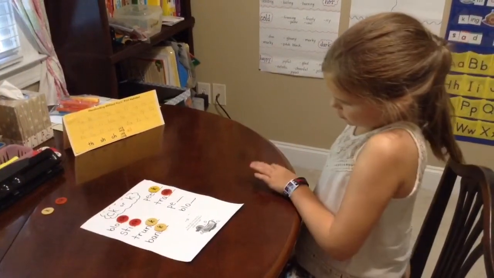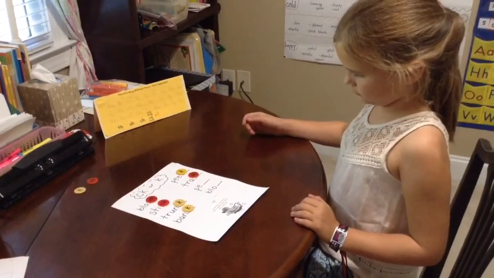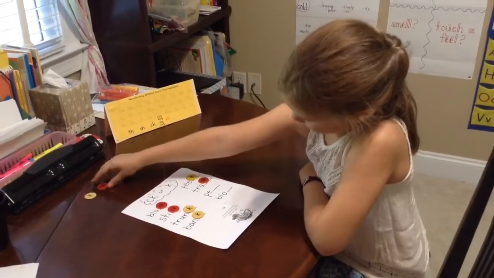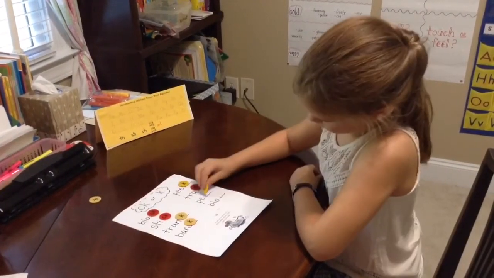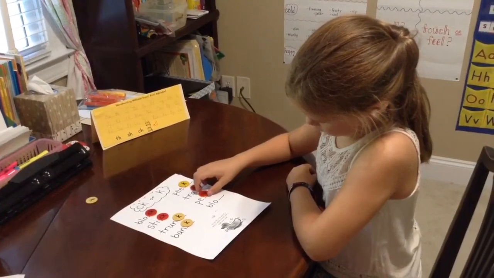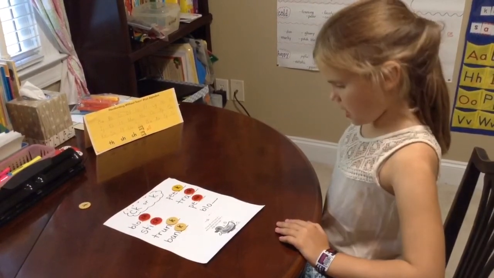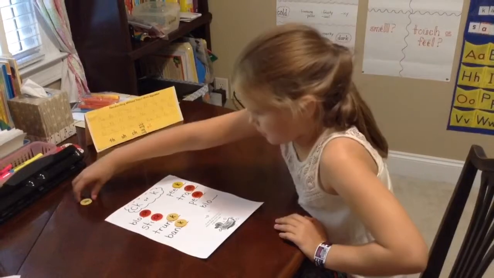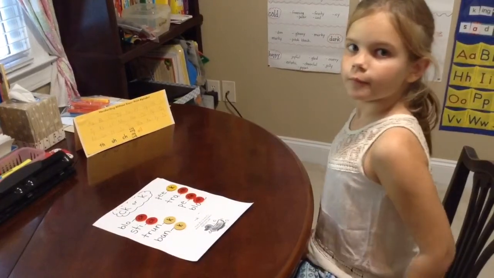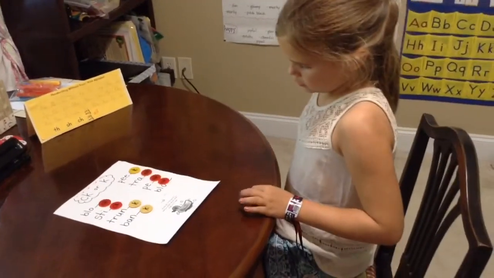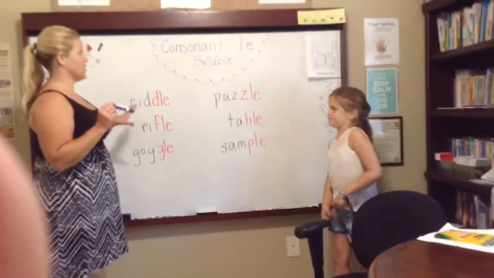Close. Tap it out. Track. Good. We could do the next. Finish them up. And you can flip it over if you need to because it says CK on the back. Yeah. What does that spell? Pack. Look at it again. Peck. Good. Tap it out. Block. Perfect. Good job.